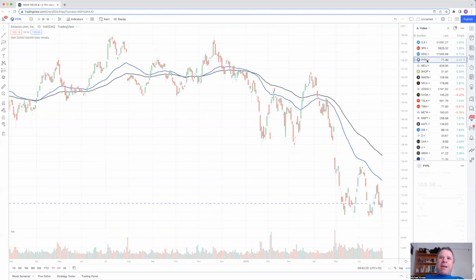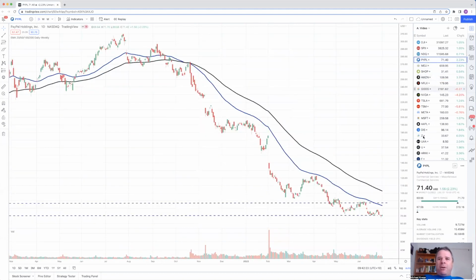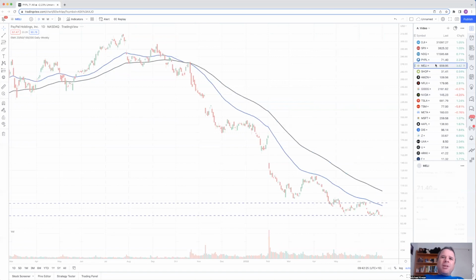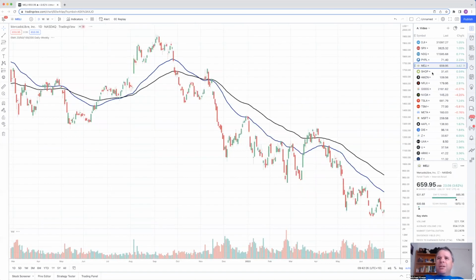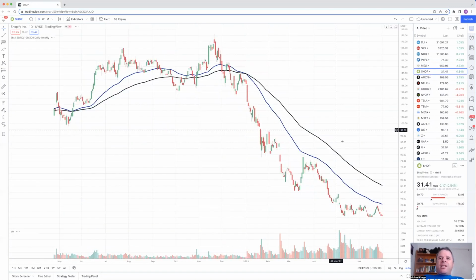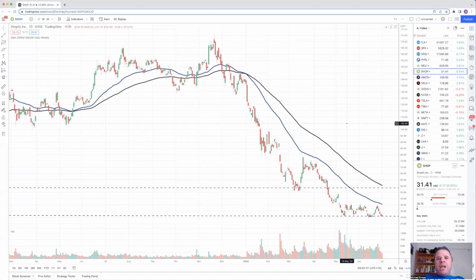If we look at some other daily charts, go back to PayPal, MercadoLibre. No, I think it was Shopify. You can see Shopify fell through the next support level at 55. But we have another strong support level just above $30. Shopify has tested that support level about 3 or 4 times in the past 2 months, and it has not fallen through it. Shopify right now is right on that support level.